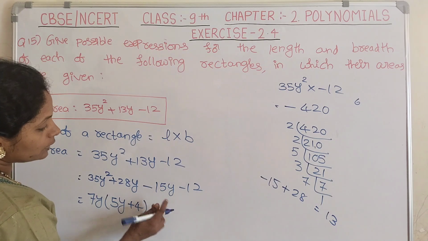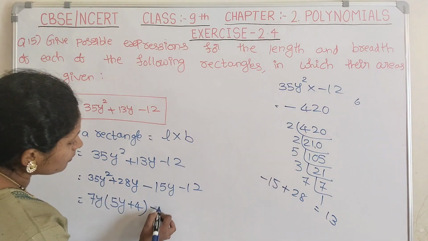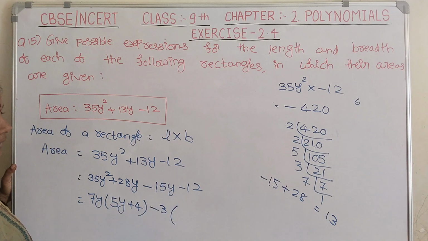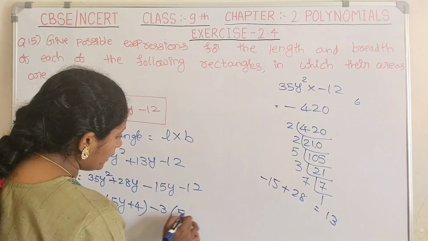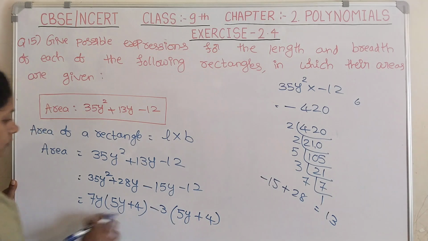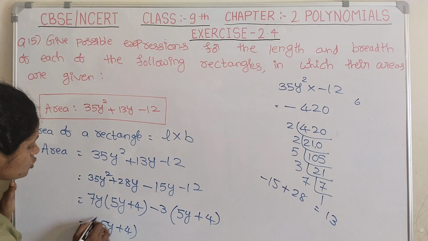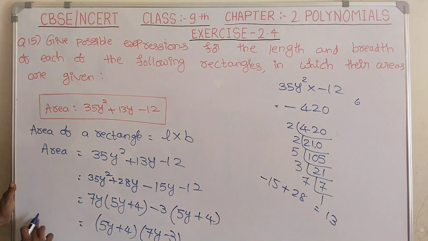Here we need to take both, they are divisible by 3. We can take minus 3 common because here is also minus, here is also minus. We can take minus common from it, so that 3 5s are 15, plus 3 4s are 12. 5y plus 4 into 7y minus 3. We got the area is equal to L into B.